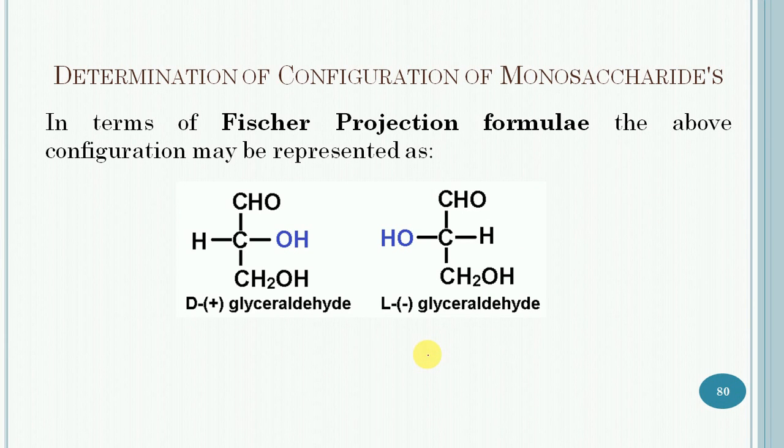These are the Fischer projection formulas of glyceraldehyde. This one is D-glyceraldehyde. It has the hydroxy group on the right hand side, and the second one is L-glyceraldehyde. It has the hydroxy group on the left hand side. Then later on many other compounds were assigned relative configuration by relating their configuration to D-glyceraldehyde and L-glyceraldehyde.